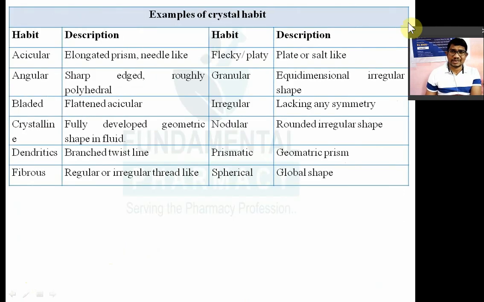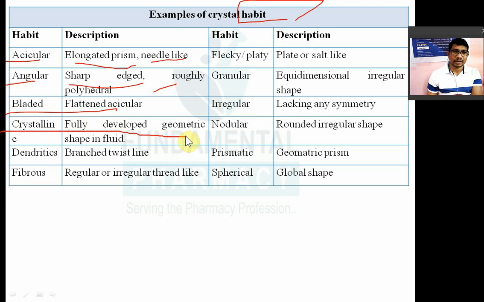Examples of crystal habit. What does habit mean? Habit means the external structure of your crystal. The external structure of a crystal is known as a habit. Depending on the shape, it may be acicular. What is its description? They are elongated prism or needle-like structures. Acicular crystal habit means elongated, prism and needle-like. Then angular habit has sharp edges, like a blade, roughly polyhedral in shape. Then bladed means flattened acicular, a fully developed geometric shape in the fluid.